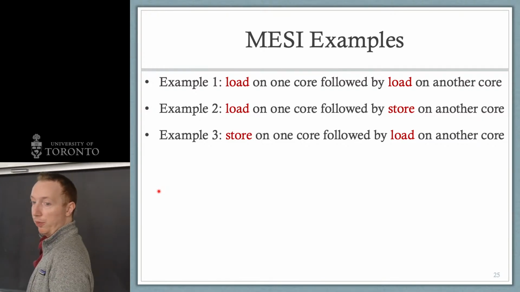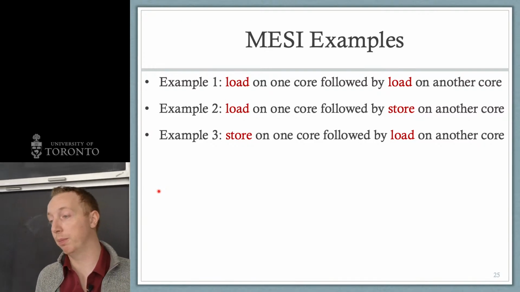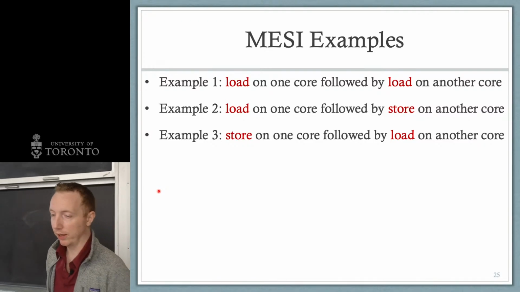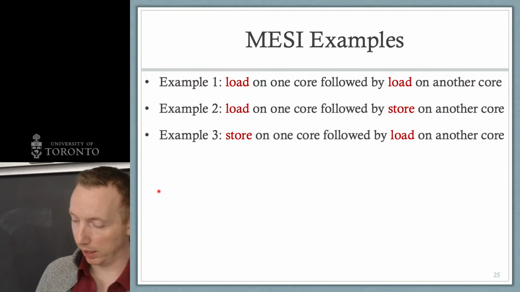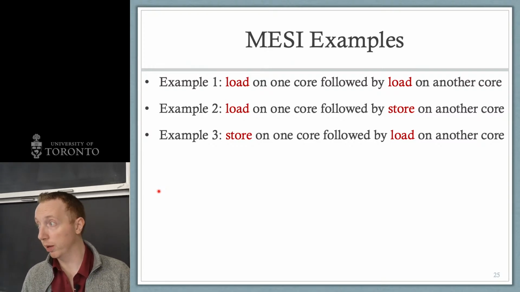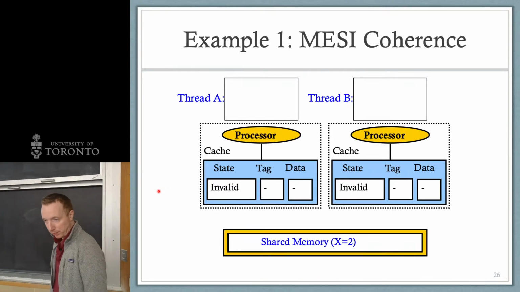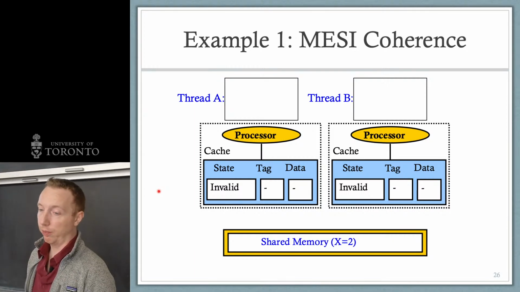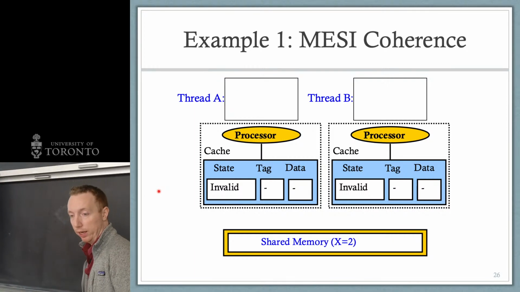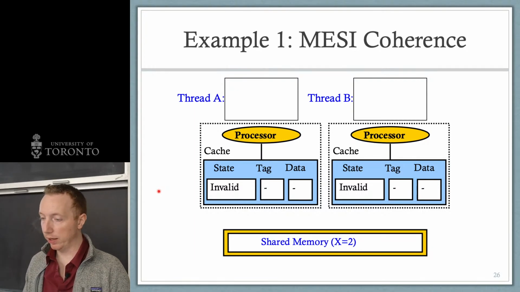So we'll go through some examples. In the first example, we'll do a load on one core followed by a load on another one, and then a load followed by a store, and then a store followed by a load, just to see what this protocol will do. So, first one, again, we have thread A and thread B, and initially, nothing is valid in their caches.